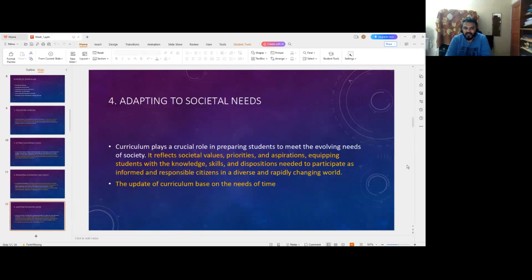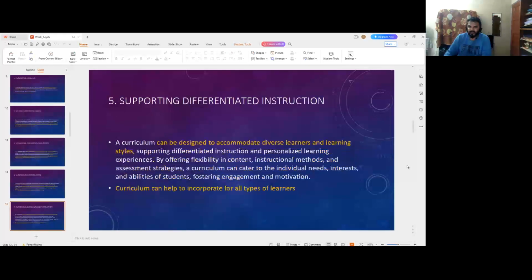Okay, and also updating the curriculum based on the needs of the time. So we can modify or adapt our curriculum based on current emerging trends. For example, we are more into technology than traditional methods of teaching, so now we are slowly diverting into it. This is one way of adapting to meet the needs. All right. Now, number five, supporting differentiated instruction.